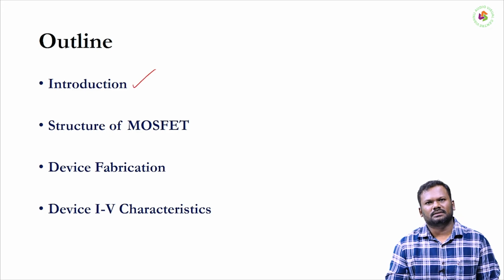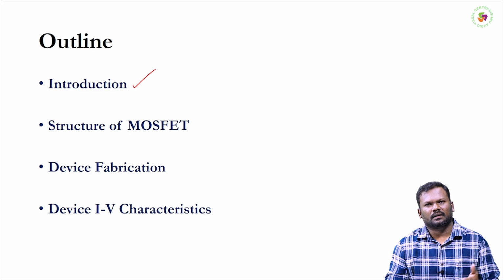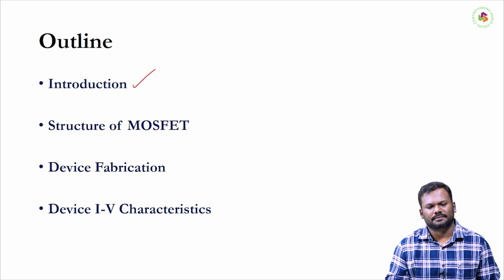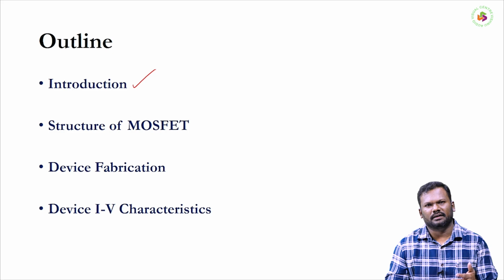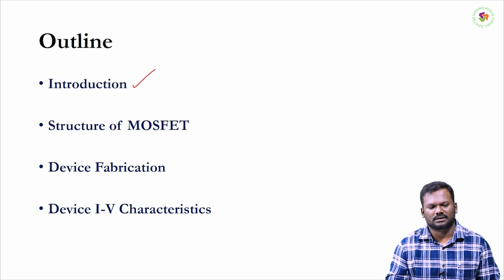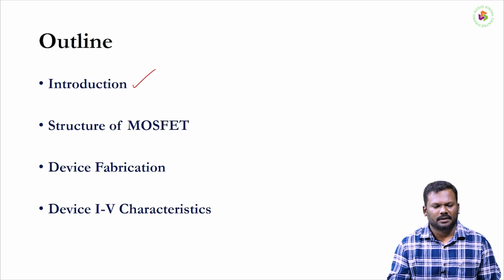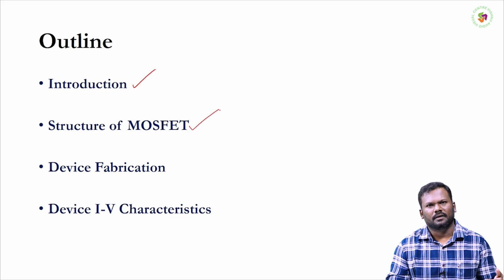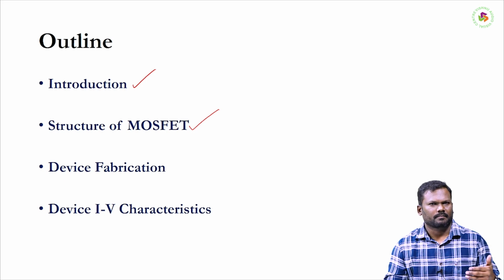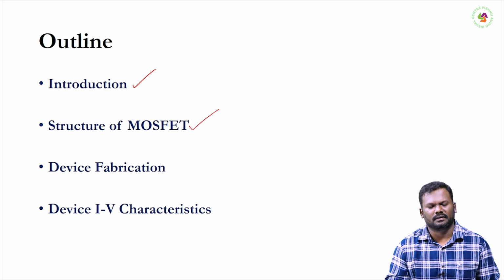In that introduction, we will discuss the generation of electronic devices, how it evolved, and later what is the main reason for the drastic change in our electronic devices, as you can see in our day-to-day life and also in the technology. Next topic is the structure of the MOSFET. Before fabricating any MOSFET, you need to understand the structure, how it will look.